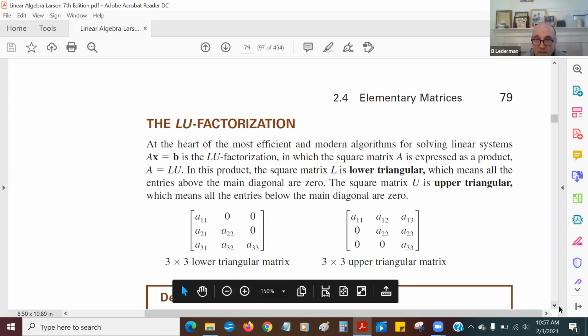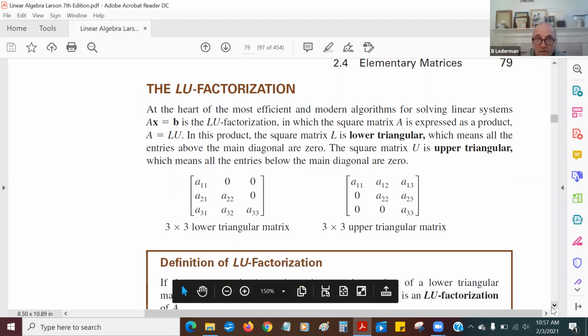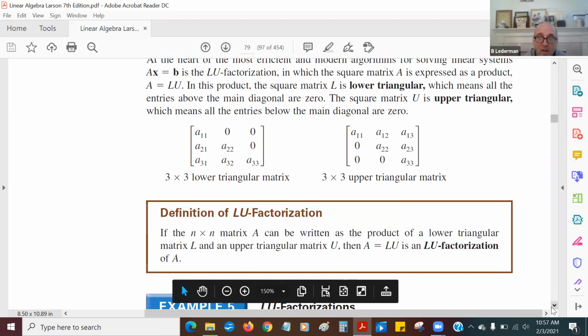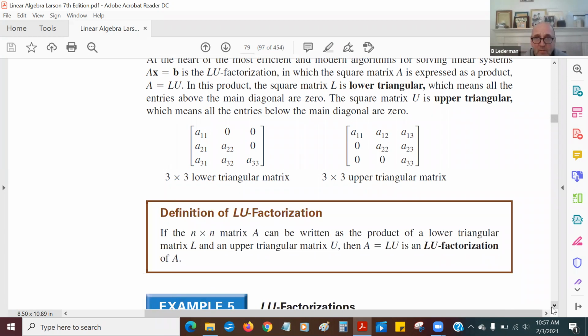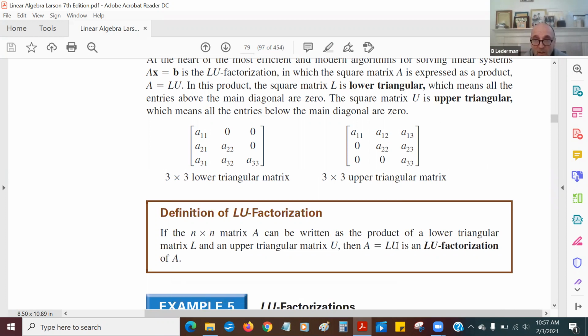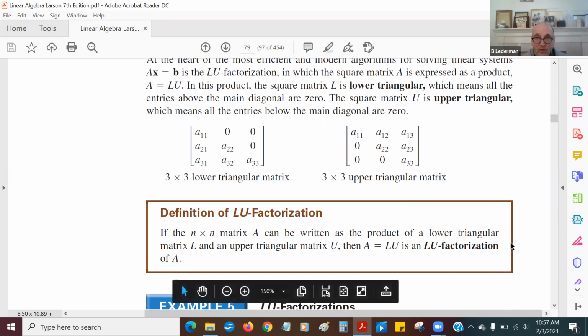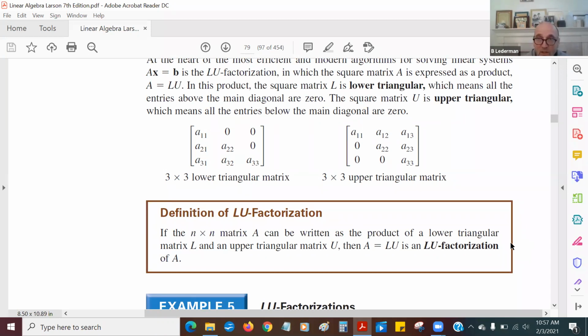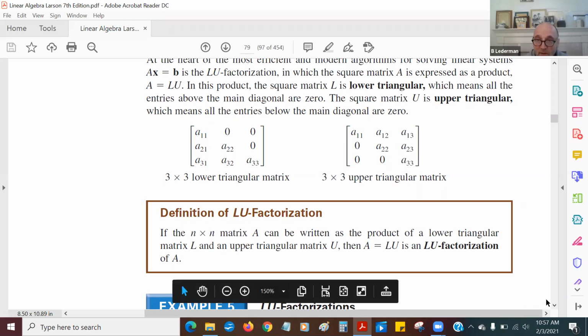Anyway, what is LU factorization? Funny you should ask. LU factorization means you have an n by n matrix, A, and you want to write A as a product of a lower triangular and an upper triangular. That's called the LU factorization. Now, this may seem weird and crazy and pointless, but it is very, very pointful, and we're going to see an example at the end of this.